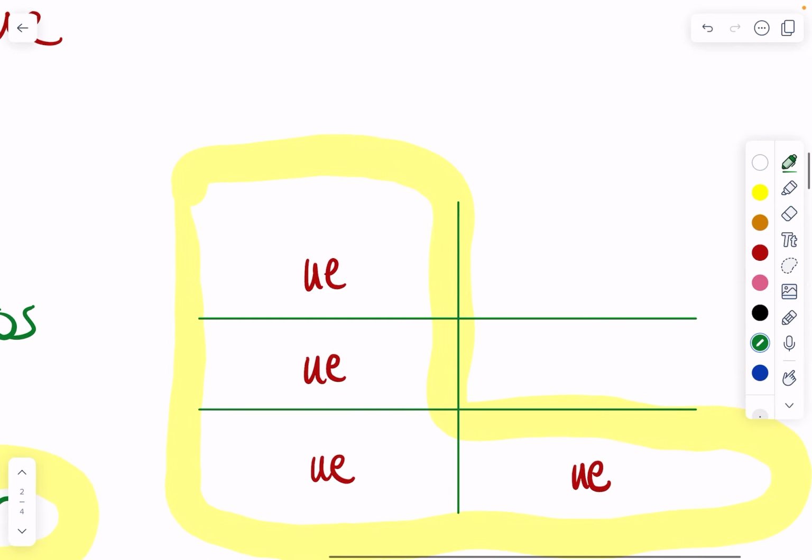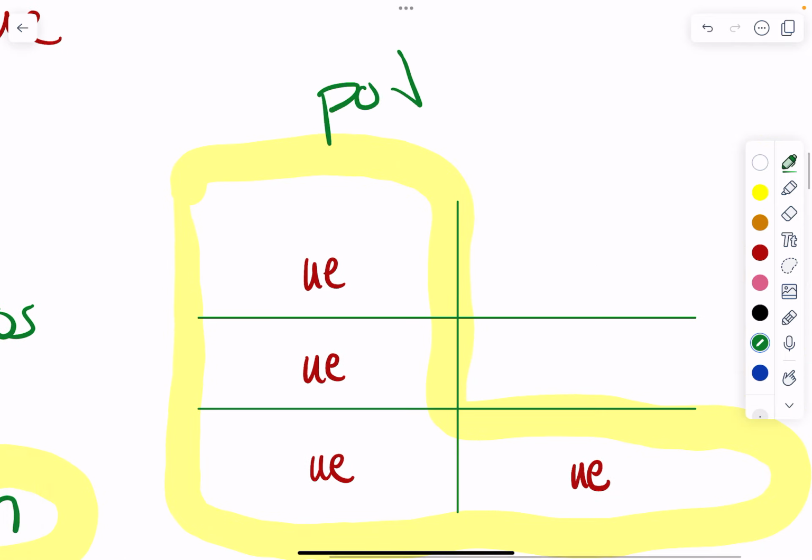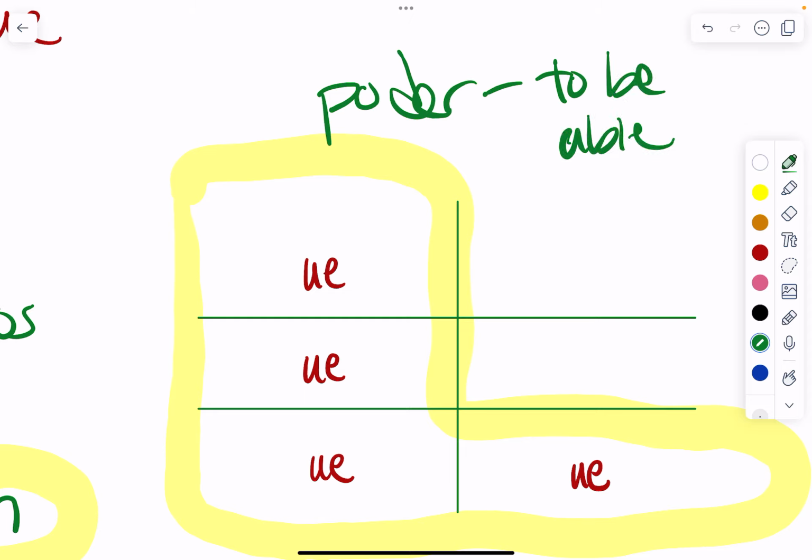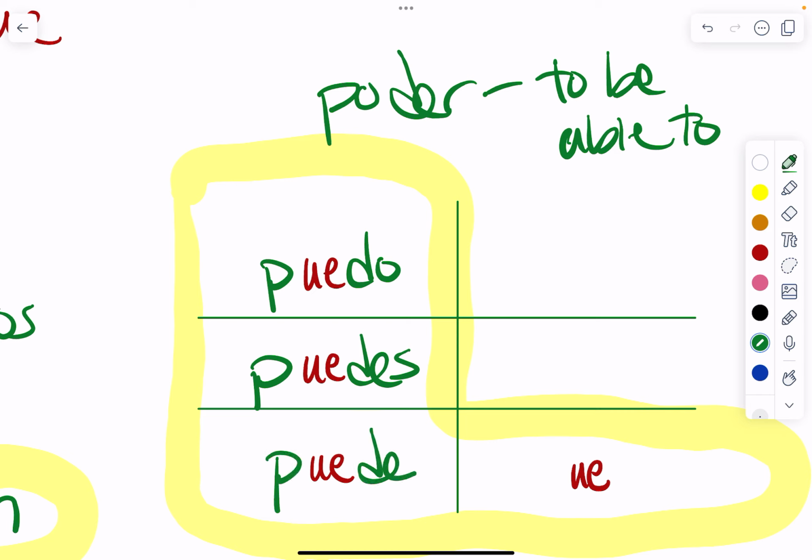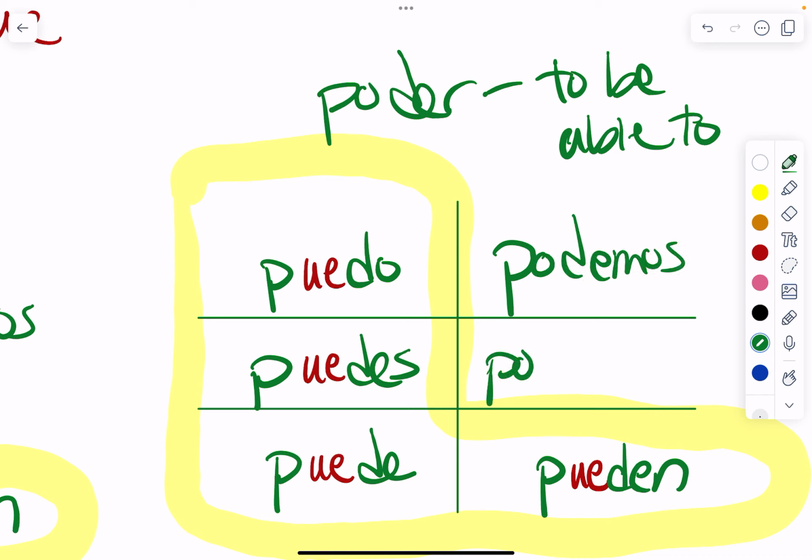Another verb that goes O to UE in the present tense is the verb poder, really common verb in Spanish. This means to be able to. It's like saying can. Yo puedo, tú puedes. Usted, él, or ella puede. Ellos, ellas, ustedes pueden. Outside of the boot, no stem change. Podemos, vosotros podéis.